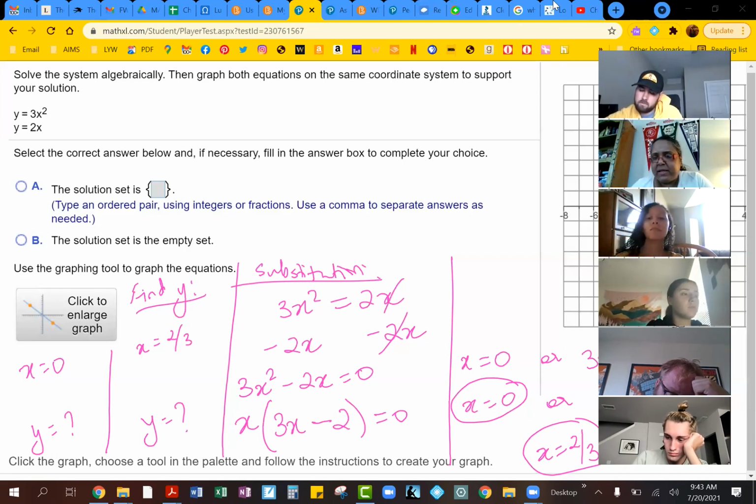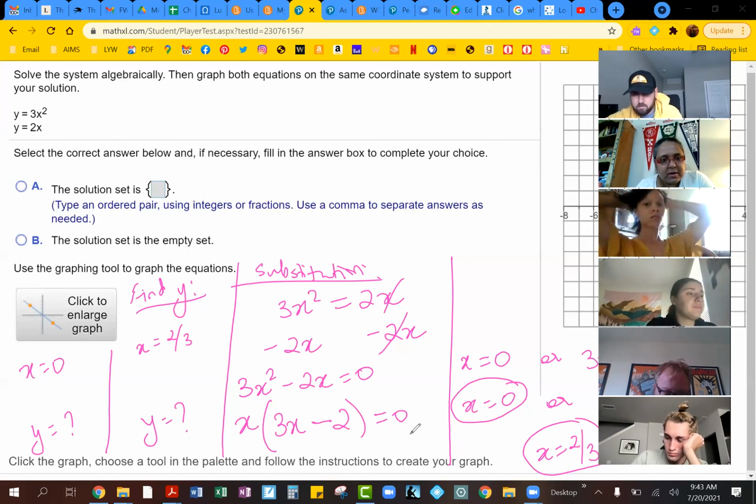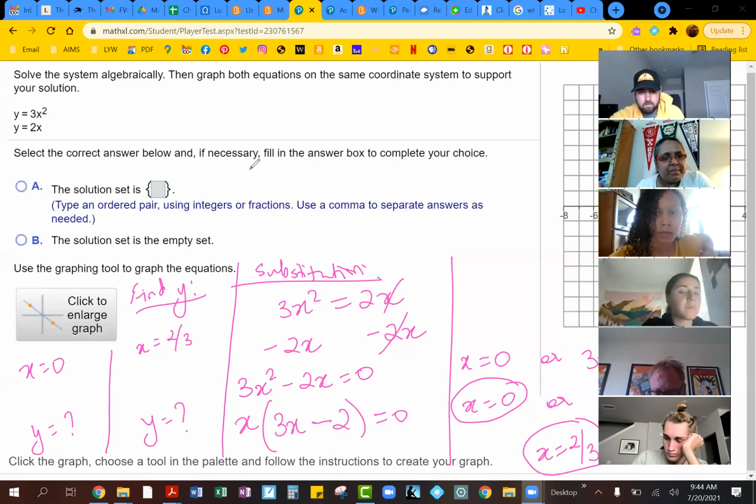You know, Suhani, I believe your completing the square will work on this. It should give you the same answers. Okay, if you guys are ready, go ahead and send me your ordered pairs. All right, 0, 0, 2/3, 4/3, okay.